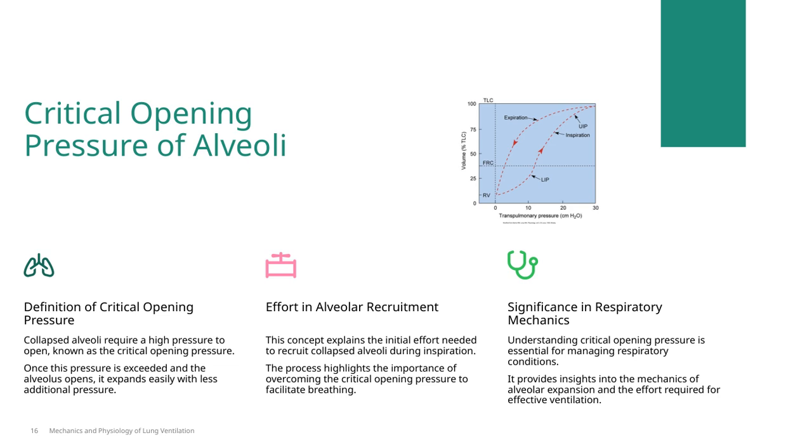If we know the critical opening pressure, we can better tailor ventilation strategies to ensure alveoli open without causing damage. It also gives us a clearer picture of the mechanics behind alveolar expansion and the effort needed for effective breathing. So, in summary, the effort to open collapsed alveoli hinges on overcoming this critical opening pressure, which is vital for efficient ventilation and overall respiratory health.